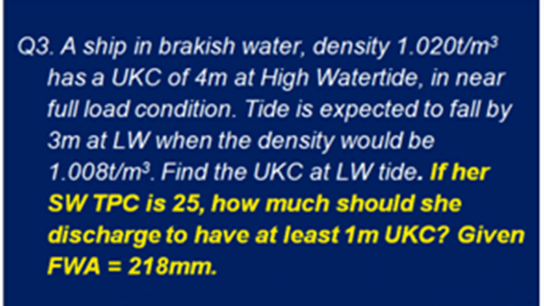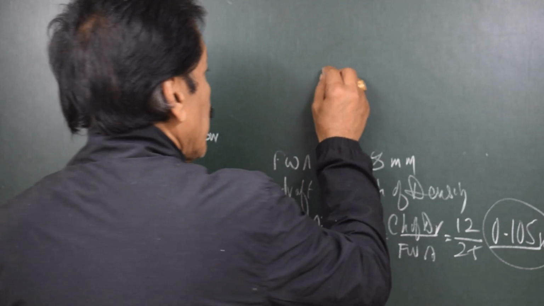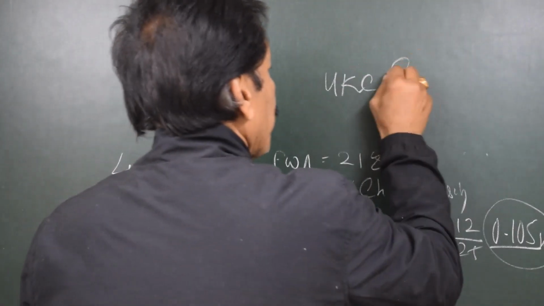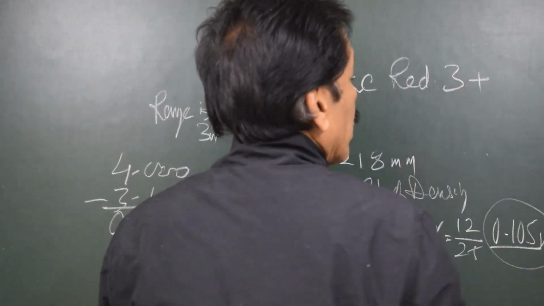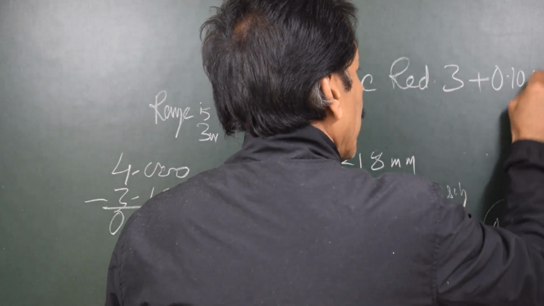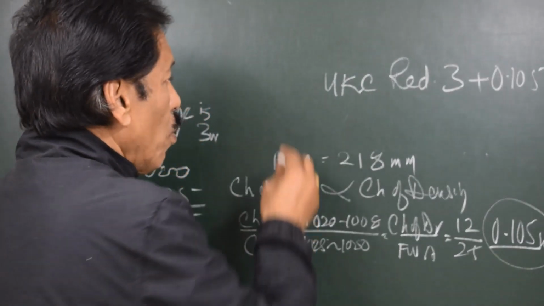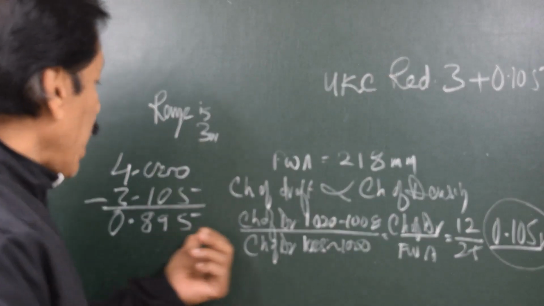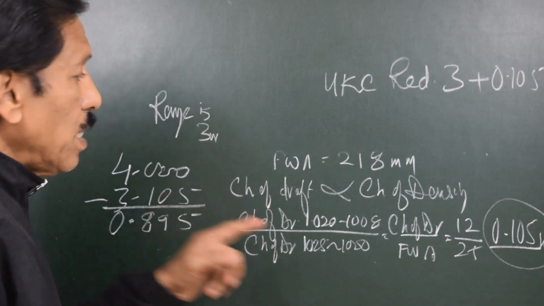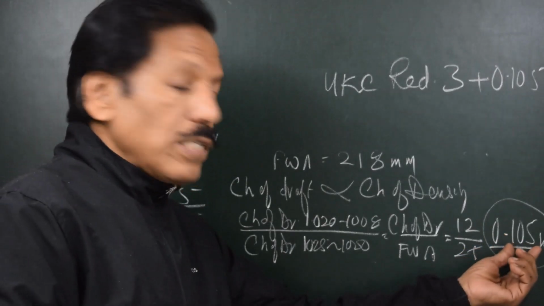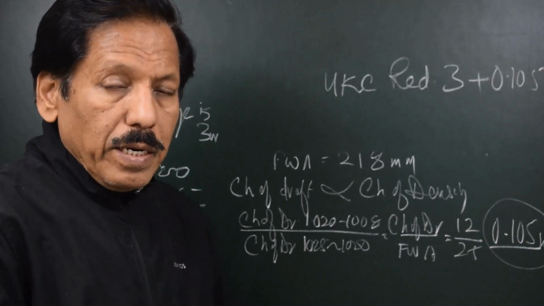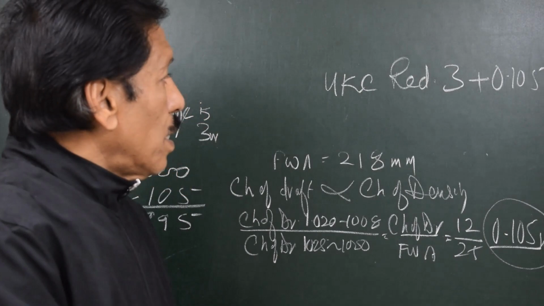Now a further question could be asked, like if the master wants to ensure a UKC of 1 meter, then how much cargo should be discharged? We have understood that the UKC is reducing because of the change of tide and because of change of density. So from 4 meters it is getting reduced to 0.895 meters. But if we cancel the effect of change of density, that means if we discharge the cargo so that there is a rise of 0.105 meters, then the vessel will still have a UKC of 1 meter.